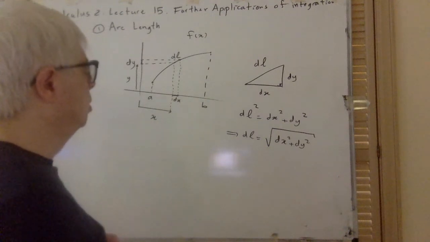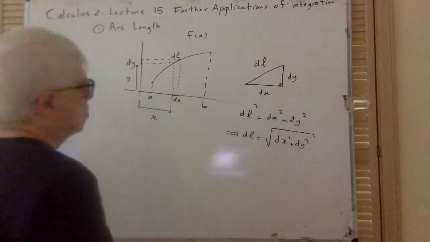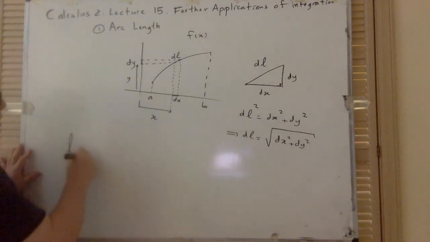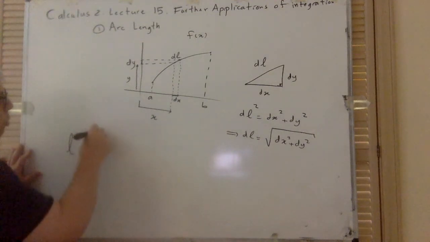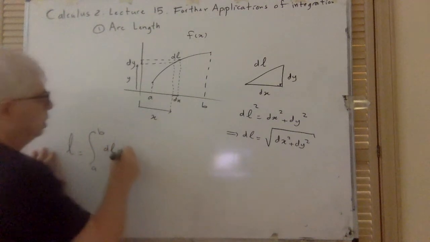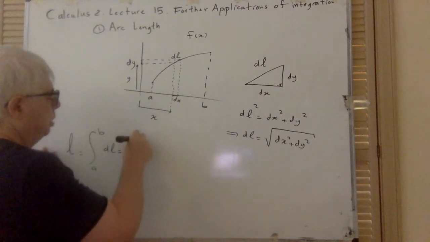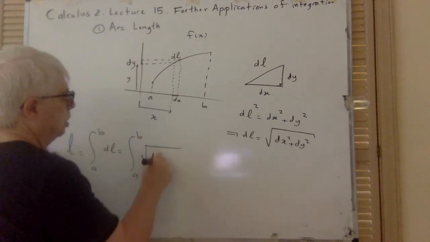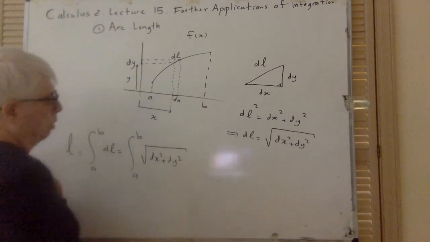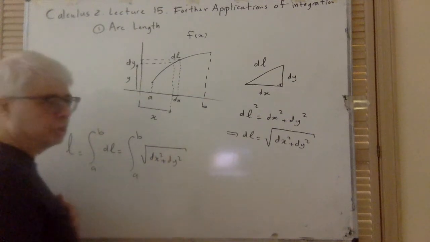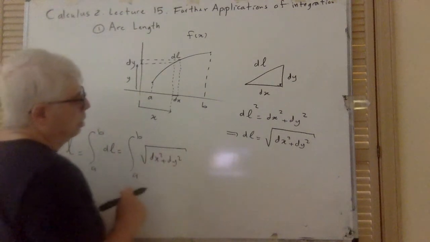Okay, so L will be the integral from a to b of this, dl. So it's the integral from a to b of the square root of dx squared plus dy squared. Well, you might say, what kind of integral is this? Where's the dx? Where's the dy? They are under this radical.